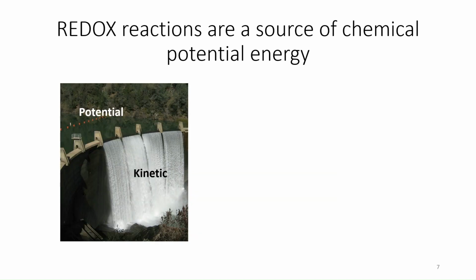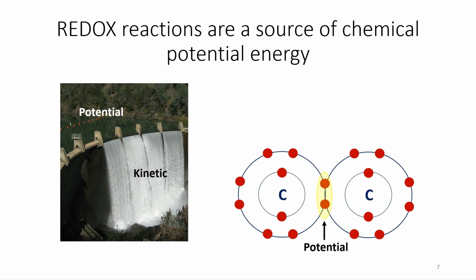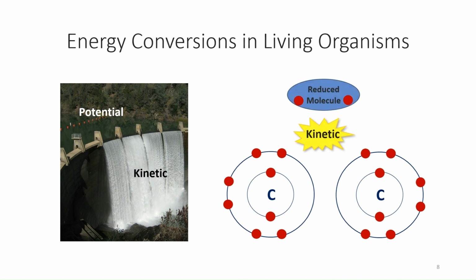You can think of those chemical bonds, those electrons being stored in chemical bonds, as the potential energy in a water hydroelectric dam. And when we move those electrons, we are converting that potential energy into kinetic energy. And when you move electrons, that's a redox reaction. The molecule that loses those electrons is oxidized, and the molecule that gains those electrons is reduced.